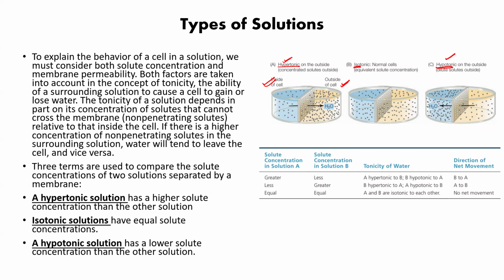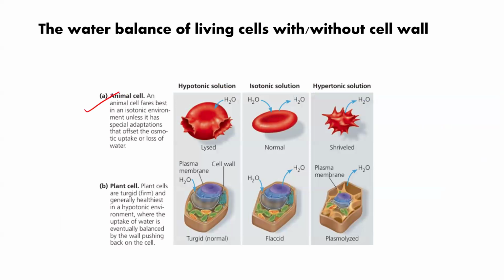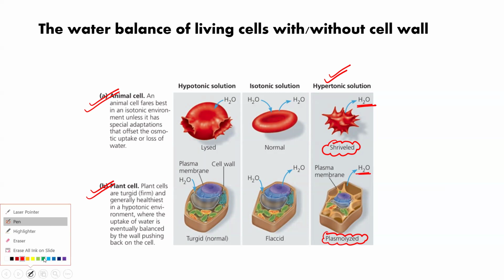Now let us assume you are keeping a cell in hypertonic condition. Then what is the condition? See here. If you keep an animal cell in hypertonic condition, the cell will lose water and go for shrinking. But if you keep a plant cell in hypertonic condition, obviously water will go out, but we say the plant cell is getting plasmolyzed. The difference is because animal cells don't have a cell wall, but plant cells have a cell wall. Please understand this concept carefully.